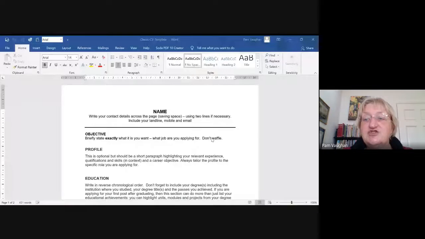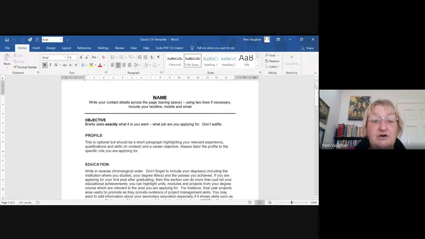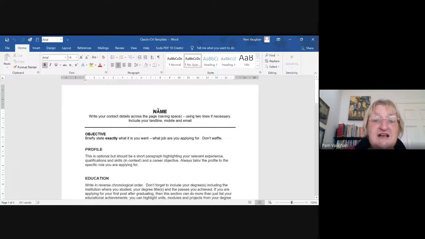So I called this one the classic template. The template is simply a list of headings of how you would structure your CV. So it's a way of getting started when you've just got a blank sheet of paper, because it's always easier when you've got the headings that you want to fill in. So this is quite a useful one. I call it the classic one because it gives you the headings here.